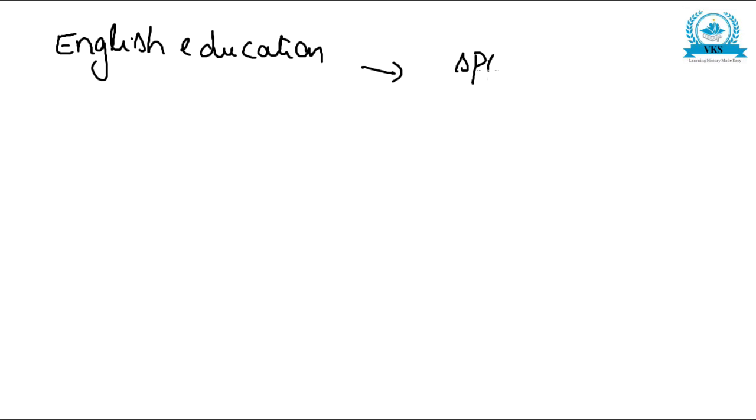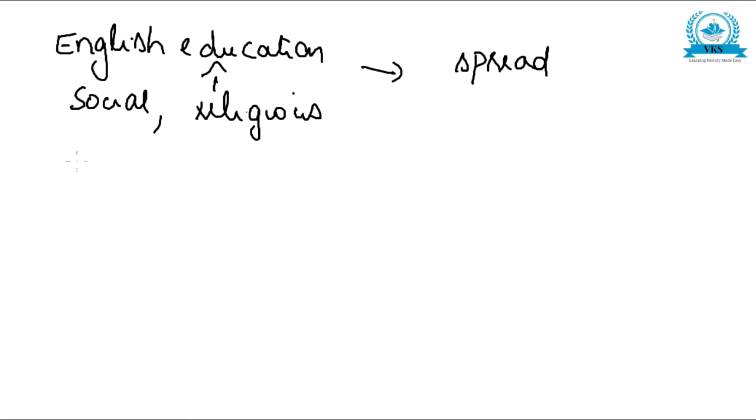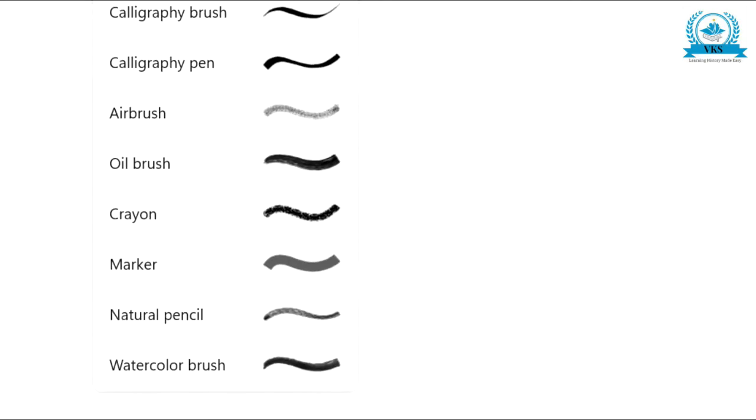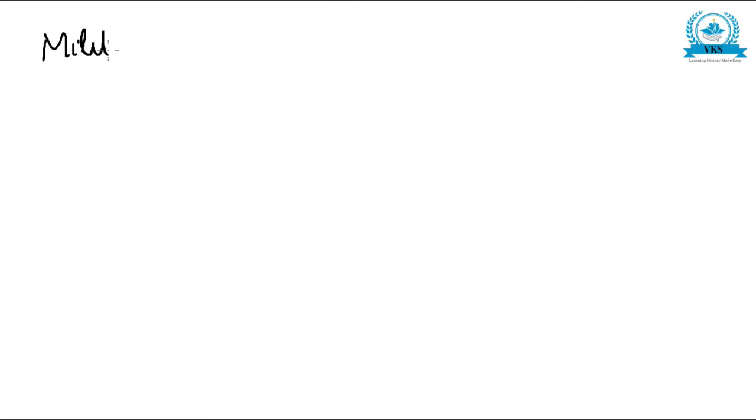And one more thing was English education. The spread of English education and culture. These Christian missionaries also tried to spread English education and culture. That also created suspicion among Indians about the survival of their religion. So all these together were the social and religious causes for the revolt of 1857. Next, let us move on to the military cause.